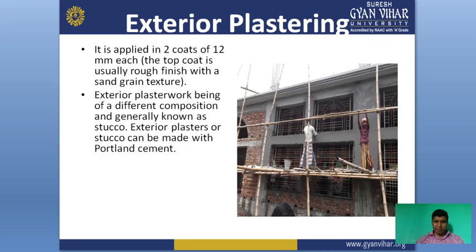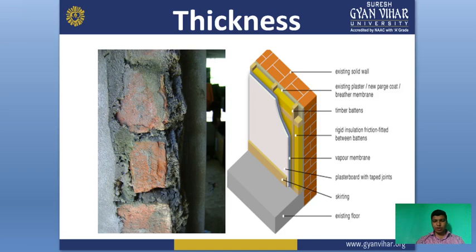This is another example of exterior plaster. See in this photo, the exterior plaster is done by masons, and it is applied in two coats of 12 mm, and each top coat is usually a rough finish with a sand grain texture. Exterior plasterwork is of a different composition and generally known as stucco. Exterior plaster can be made using Portland cement. This example shows the thickness and some components of the wall.